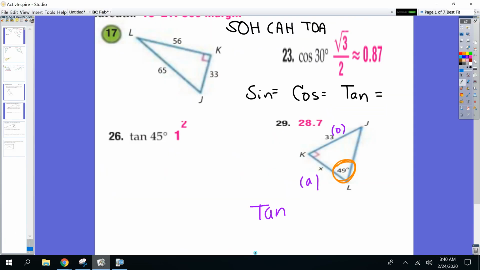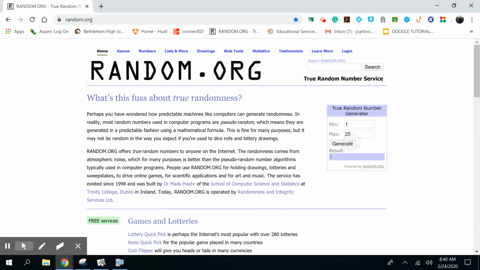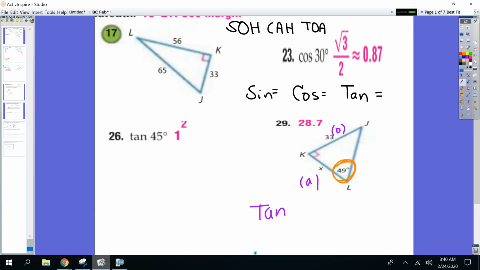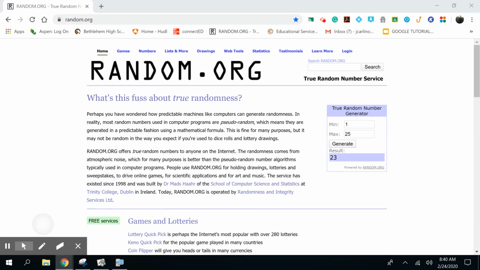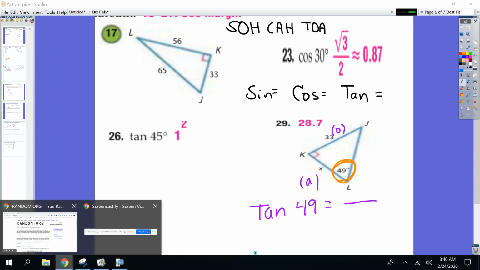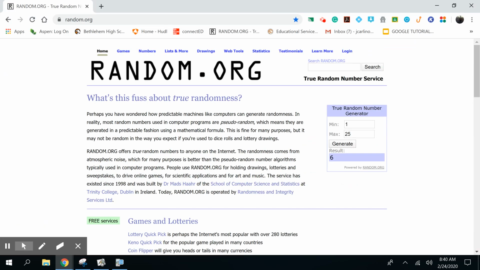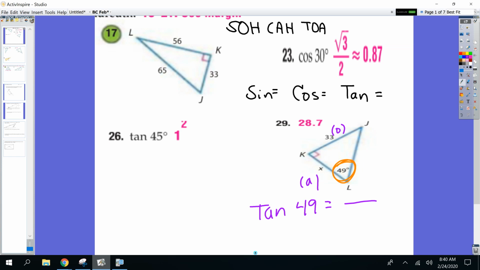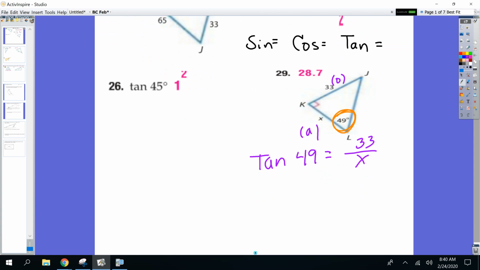What was the acute angle I used? Not here? Thank you. Acute angle? Not here either. Look at this. On fire. Okay, how about 1? What's the acute angle I've been using? Tangent of 49. Now you got to put the sides in the right order. Opposite over adjacent. What side should go over what? There you go. So that's how I come up with the equation to solve for x.